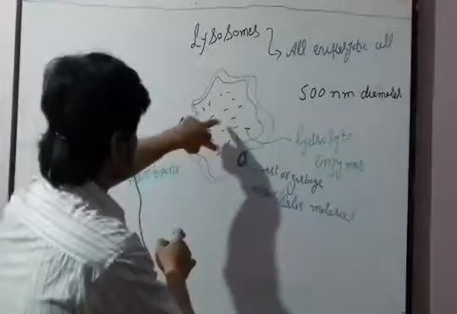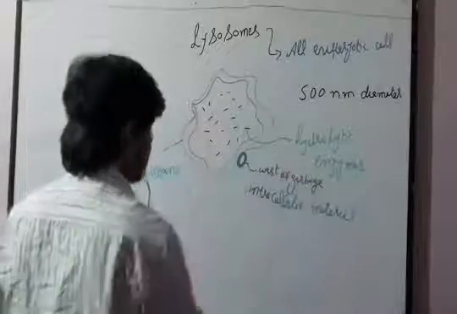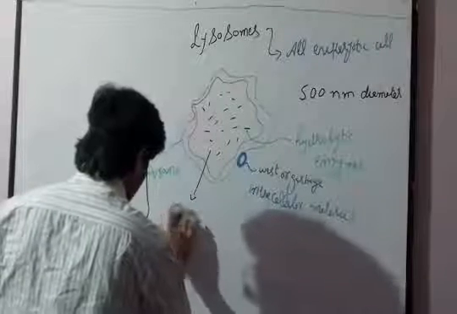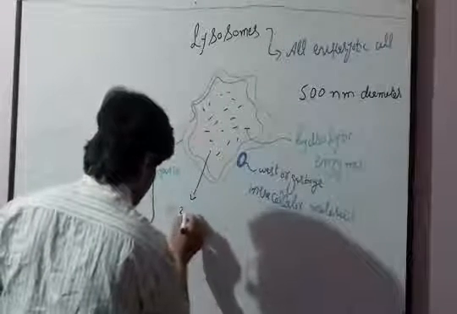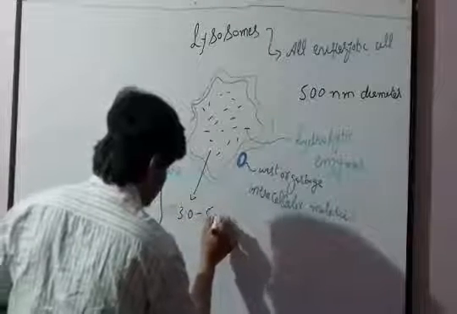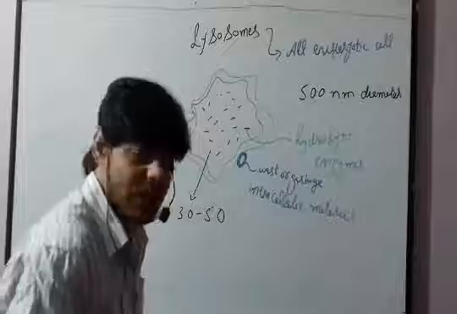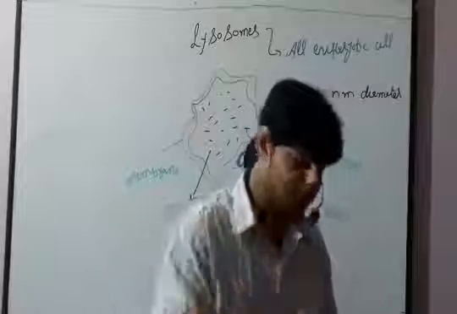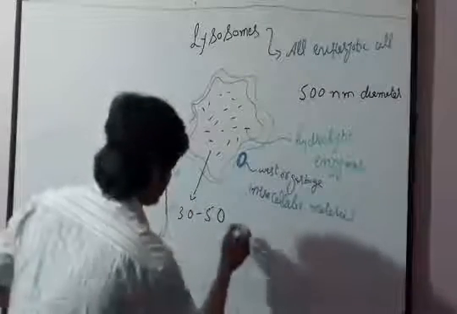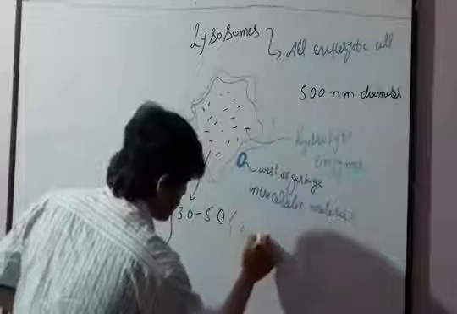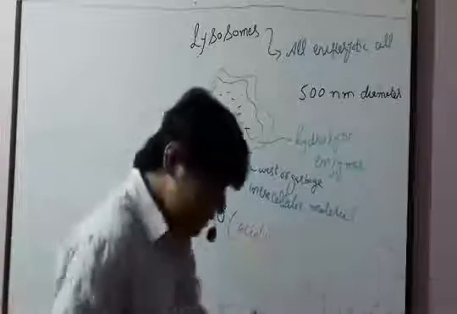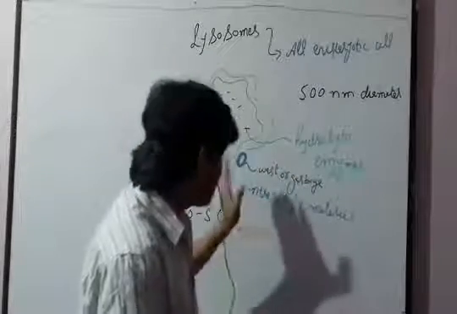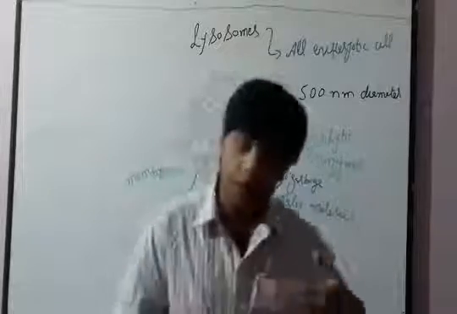If we see this hydrolytic enzyme, the pH of this hydrolytic enzyme is actually 3.0 to 5.0. So their pH is almost 3.0 to 5.0, and that's why we can say that it is acidic in nature. Due to this acidic property of the hydrolytic enzyme, they can digest this waste or garbage or intracellular material easily.